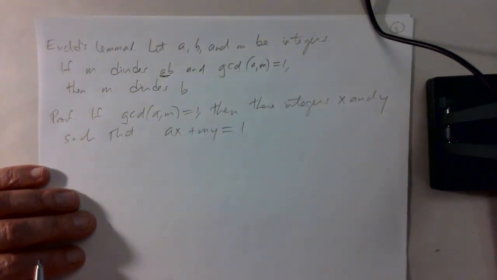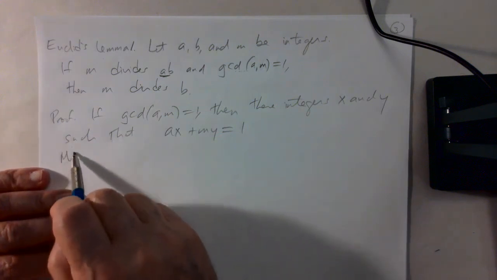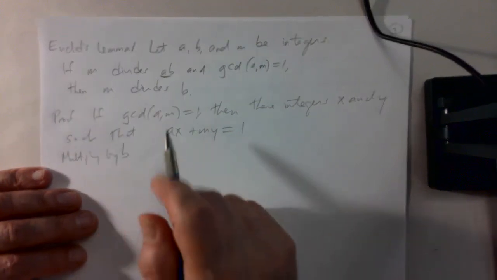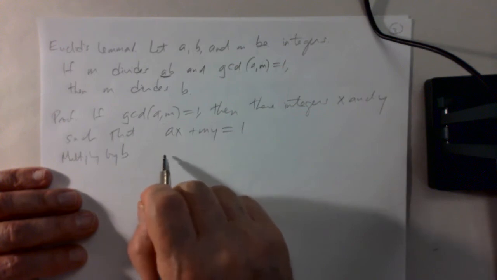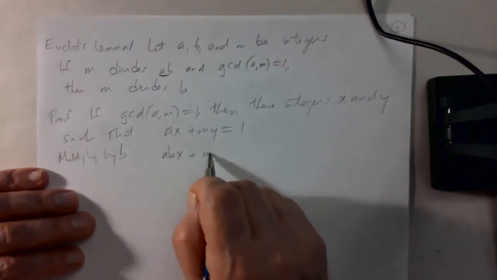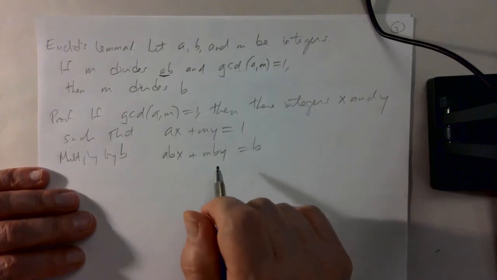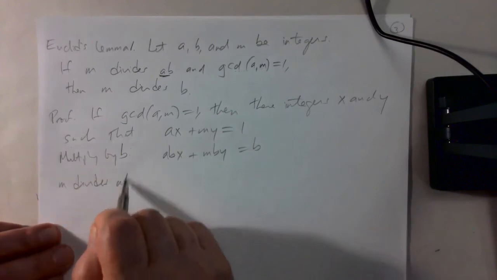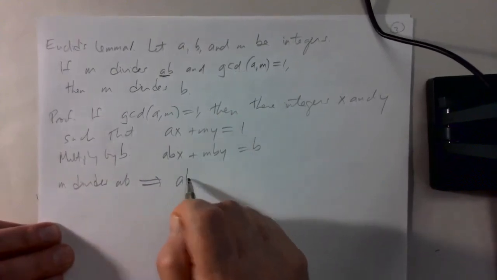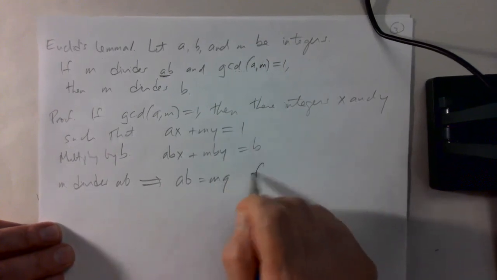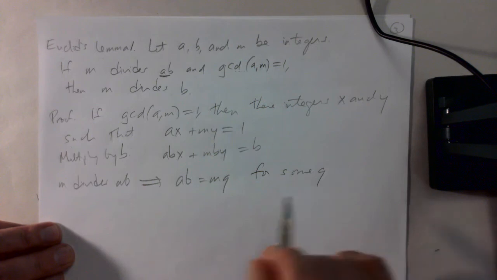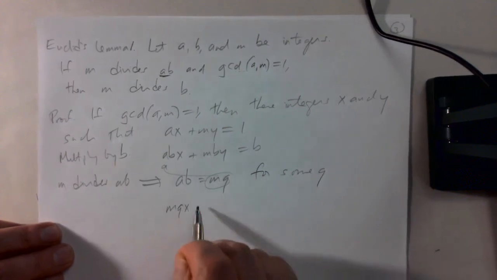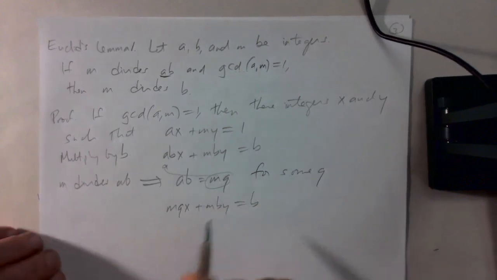That's very important. So multiply this equation by b. We get abx plus mby equals b. We're told that m divides ab. So ab is m times q for some integer q. So if I substitute that in here, we get mqx plus mby equals b.